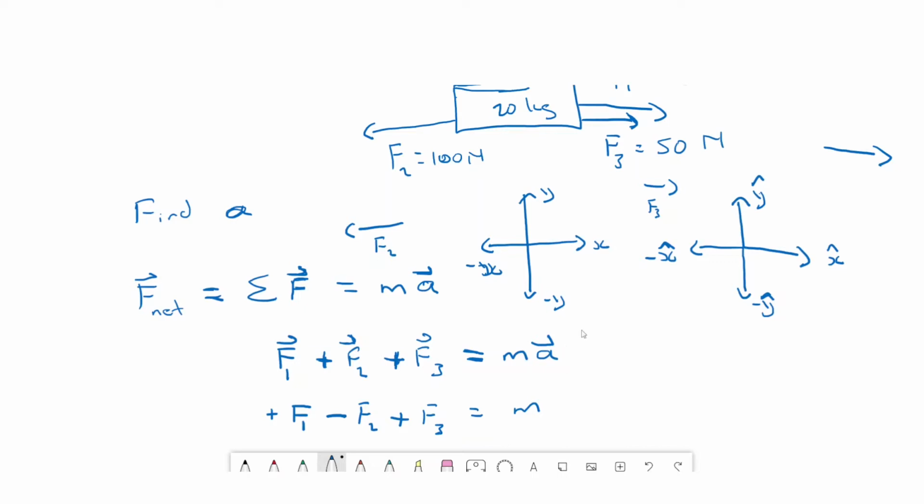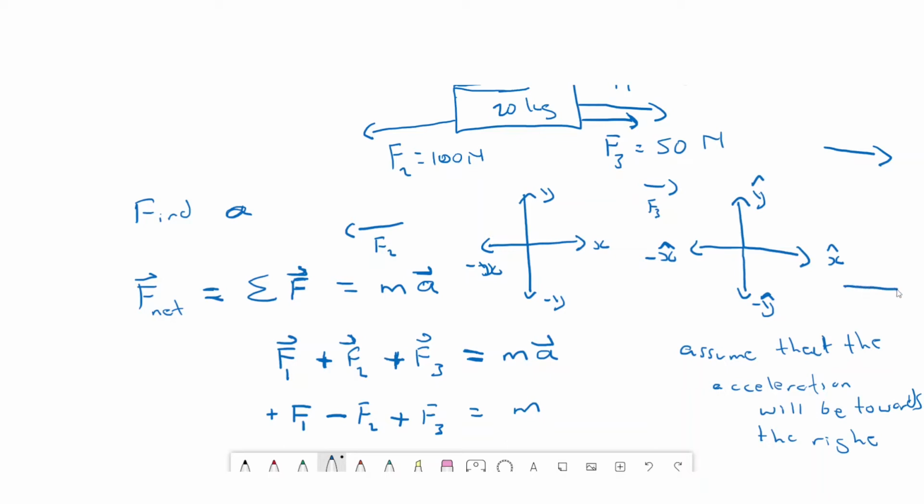I don't know which direction the acceleration is going to go. I don't know that. Okay. So here I can make an assumption. I can say I will assume that the acceleration will be towards the right. So you're assuming that the acceleration will be going that way.